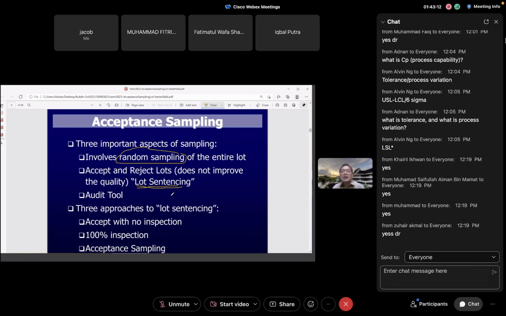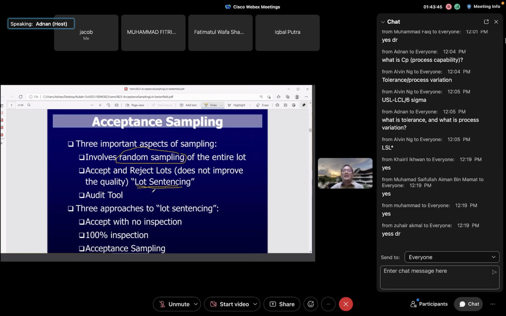For auditing tools, even from one department to another department. Say a cutting department: after the cutting process finishes, you want to send it to the next department, which is maybe the assembly department. The assembly department may want to check that what you send is good parts, properly cut. So you can also use acceptance sampling for this purpose, accepting what is being delivered by the previous department.